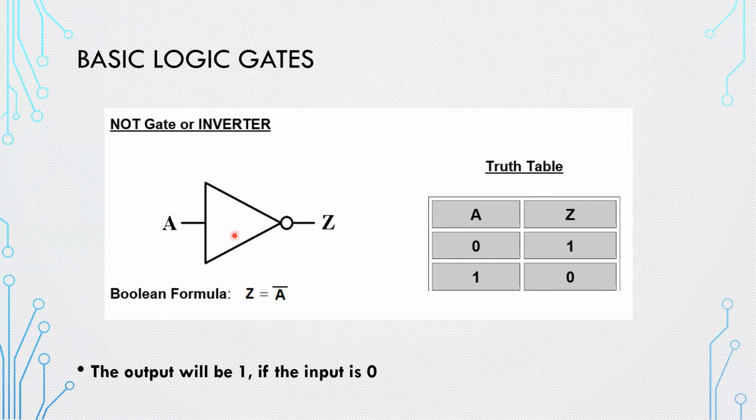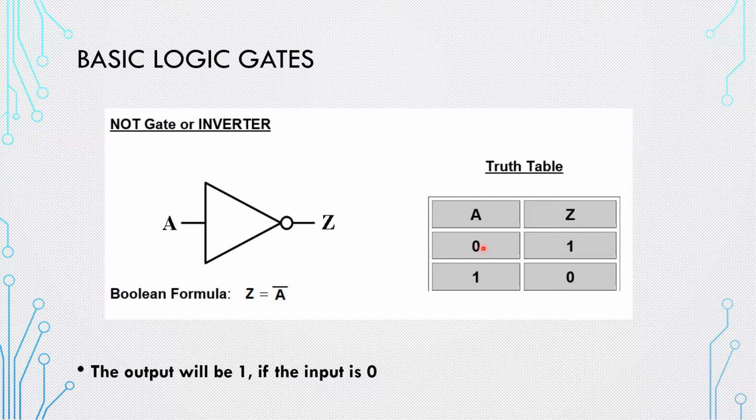Logic gates consist of 3 parts. The first part is the symbol. This is the symbol for the NOT gate: a triangle with a small circle. The small circle is important. You need to indicate how many inputs and how many outputs. The NOT gate has only 1 input and 1 output. And the truth table is built to state all the possible situations.